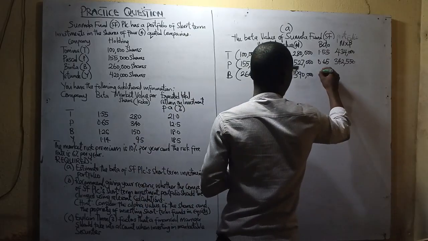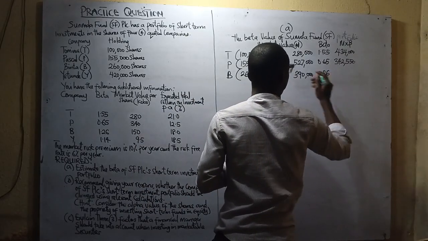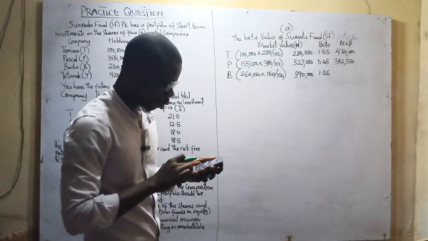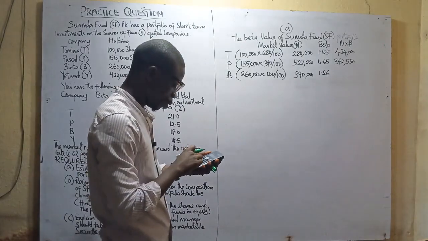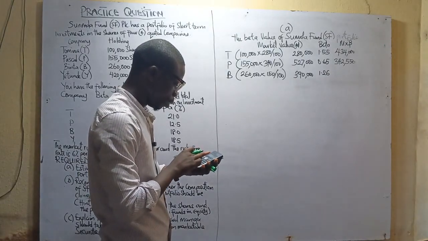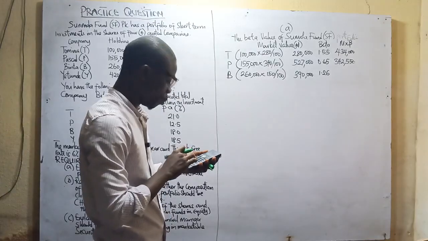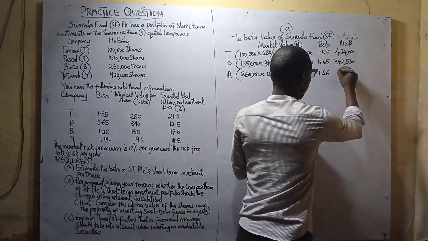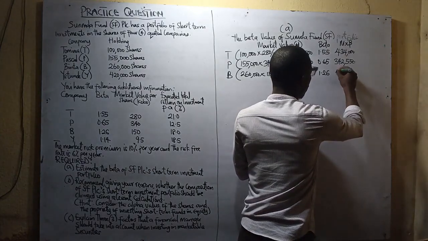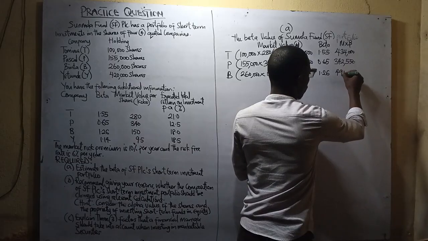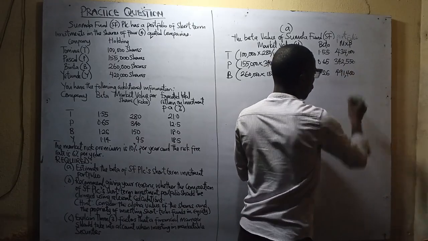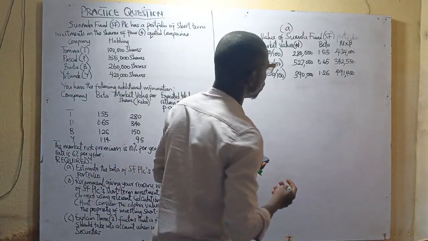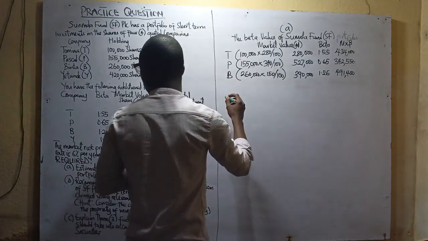So what's the beta value for B? It is 1.26. So 390,000 times 1.26 is going to give us 491,400.